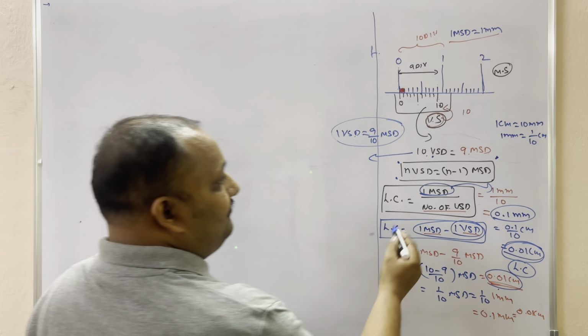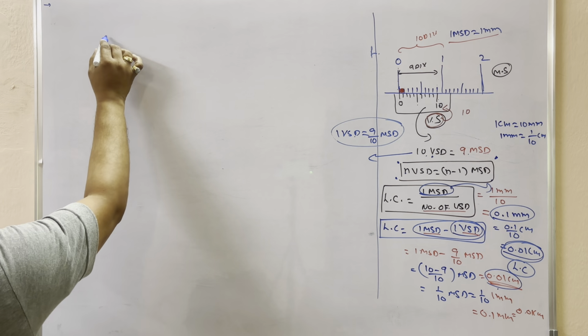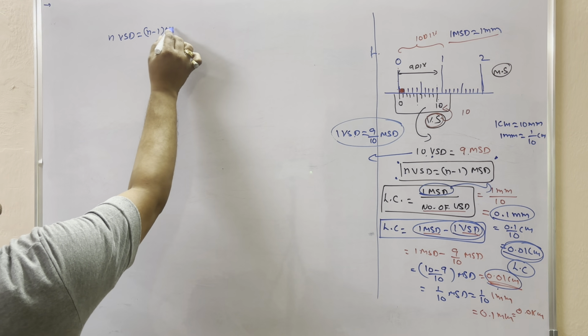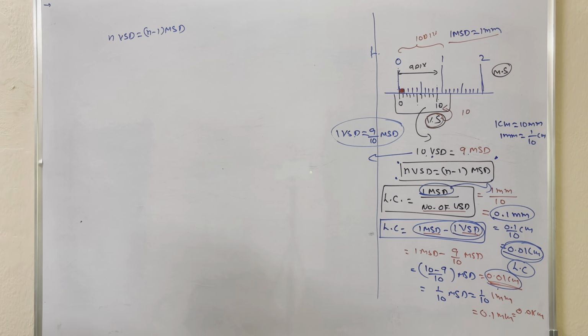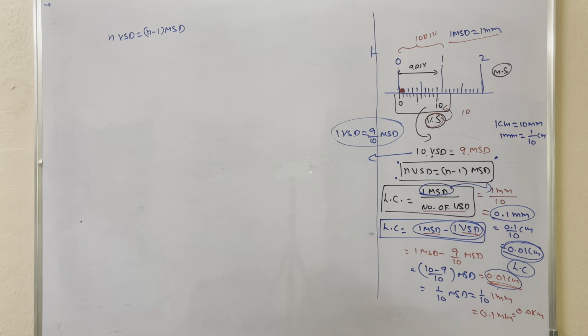Now, see on this how they are going to ask. NVSD equal to n minus 1 MSD they will give. So while giving the question, n vernier scale divisions equal to n minus 1 main scale divisions.